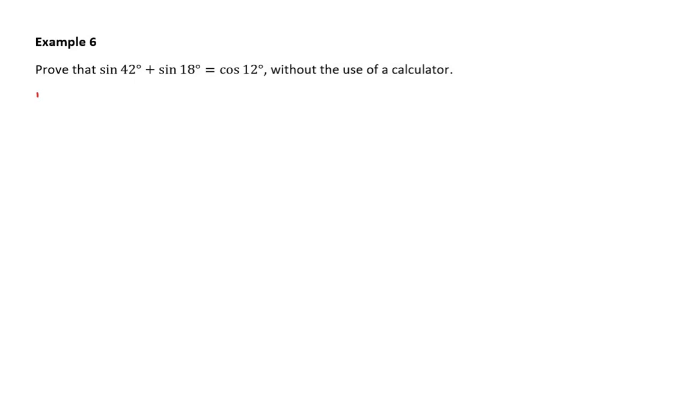Right, so I'm going to take my left-hand side and my right-hand side. So this is a little bit like an identity. My right-hand side is cos 12. Now, there's not much I can do with cos 12. So I'm guessing I need to start with this left-hand side, which is sine of 42 plus sine of 18.